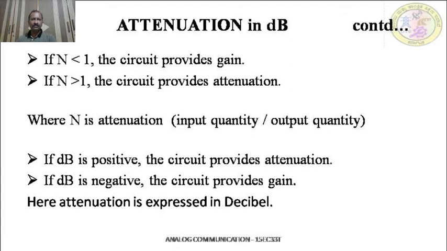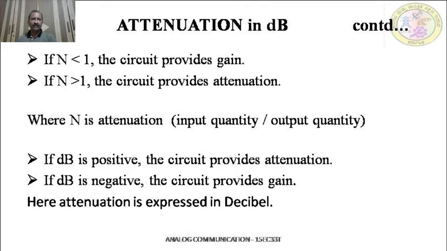First case, output voltage is greater than input voltage, if N is less than 1. If N is greater than 1, the circuit provides attenuation, and the output voltage is less than the input voltage. Here N indicates attenuation, that means input quantity divided by output quantity.